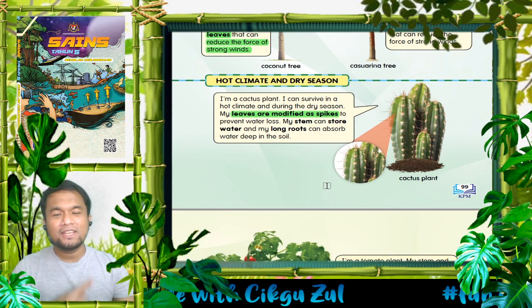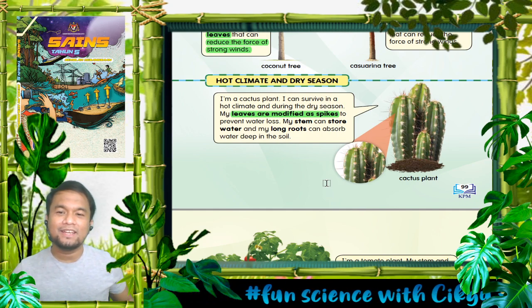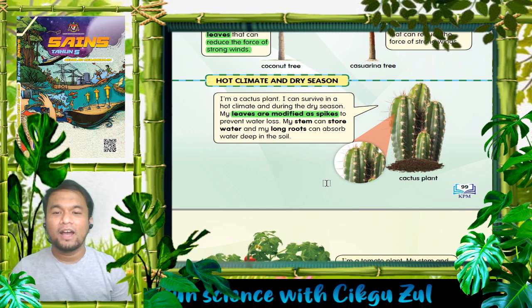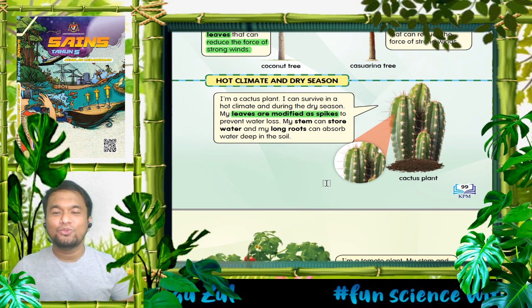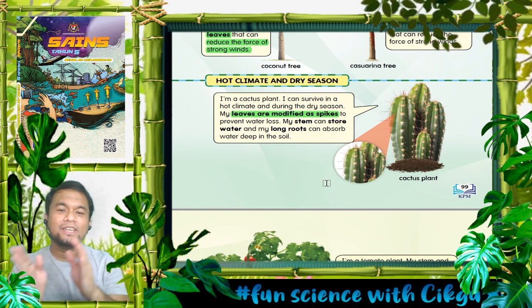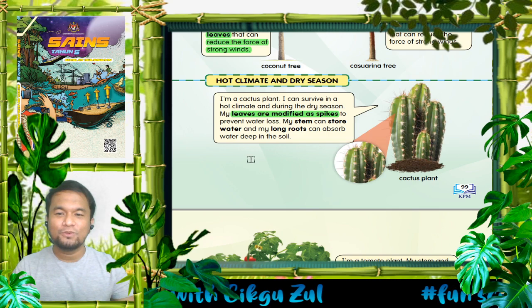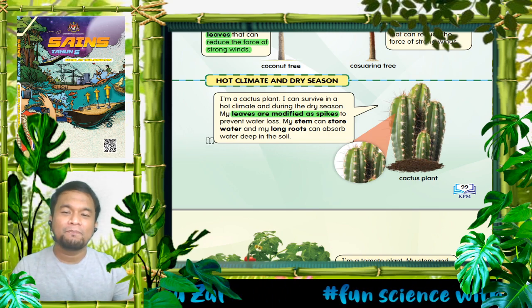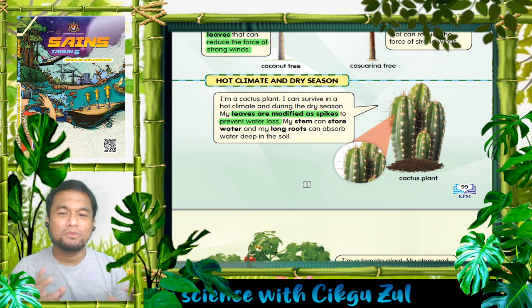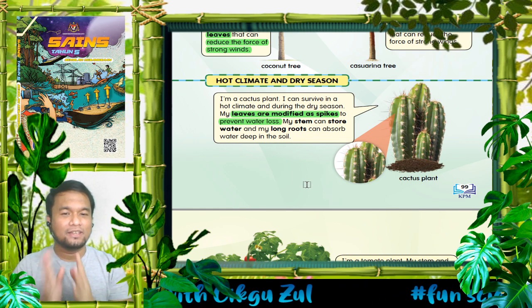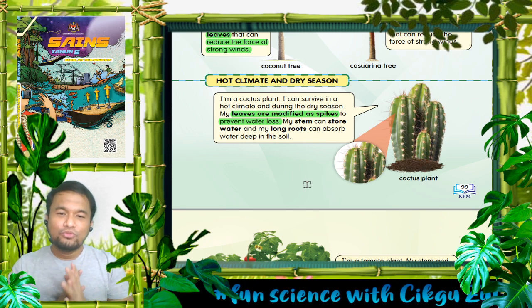Dia kata sebenarnya dia ada daun. Cactus sebenarnya ada daun, tetapi daun-daun dia, leaves, are already modified as spikes. Jadi duri. Daun dia diubah suai menjadi duri. Kenapa daun berubah menjadi duri atau diubah suai menjadi duri? To prevent water loss. Okay, so sebenarnya daun pokok cactus tu ada, tetapi daun itu diubah menjadi duri.